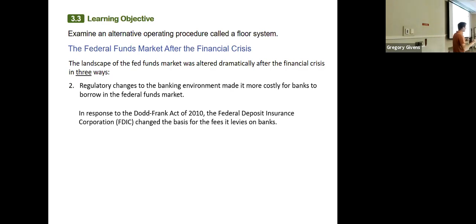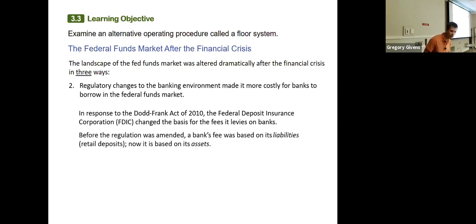Now, a little known change at the time actually had a big effect on the federal funds market, okay? Prior to the financial crisis, prior to the enactment of the Dodd-Frank Act, 2010, by the way, not 2013, the way that the FDIC assessed its fees on banks was different compared to what it is today. Before the Dodd-Frank Act, banks would be charged an insurance fee based on the amount of deposits that it had, right? So the insurance fees were based on the total amount of checkable deposits held at that particular bank. And that makes sense, okay?